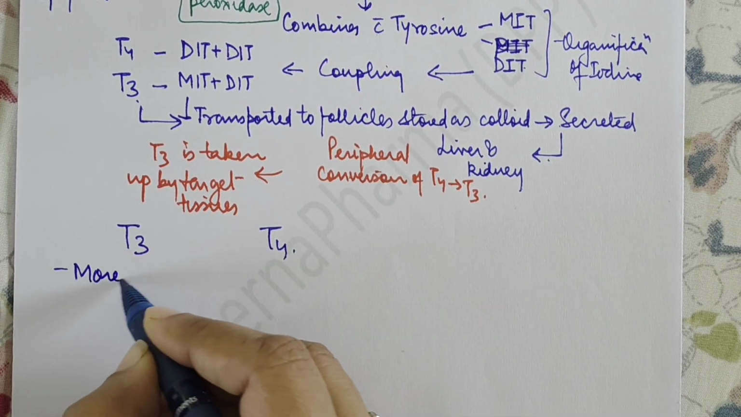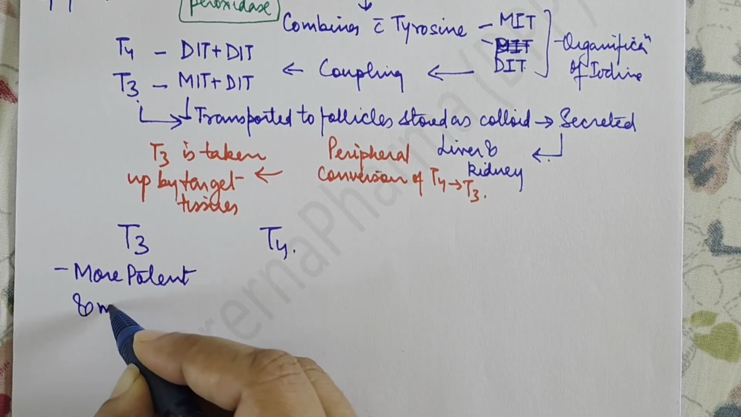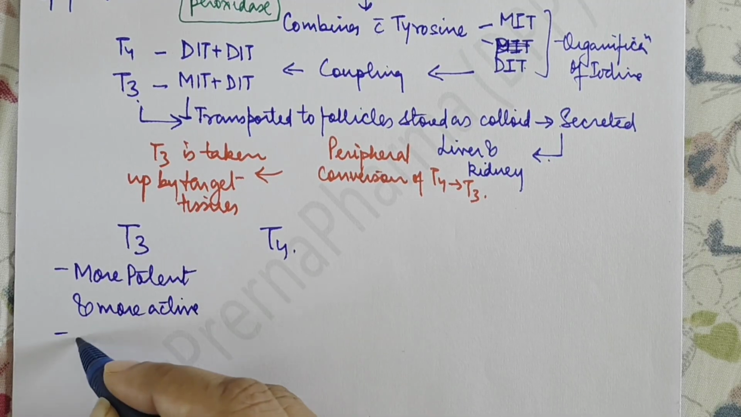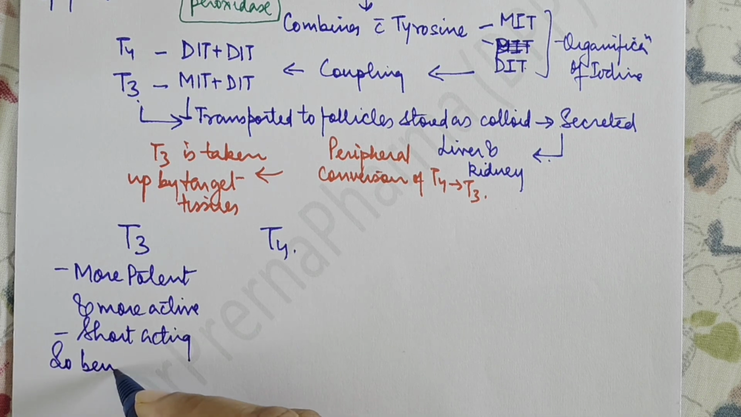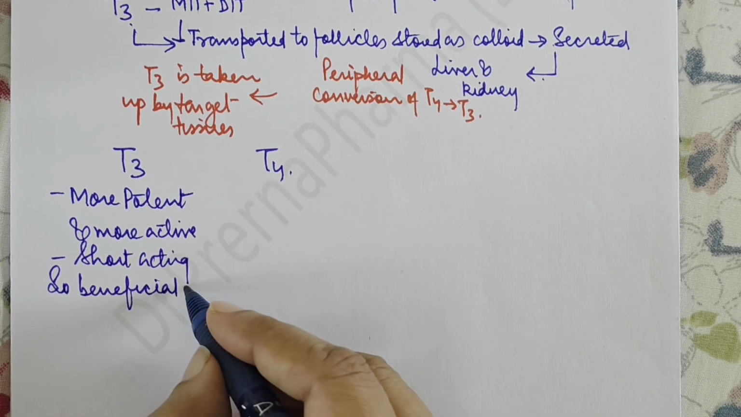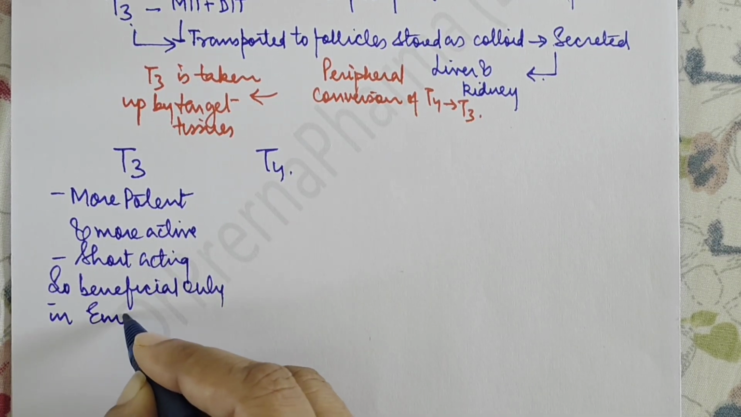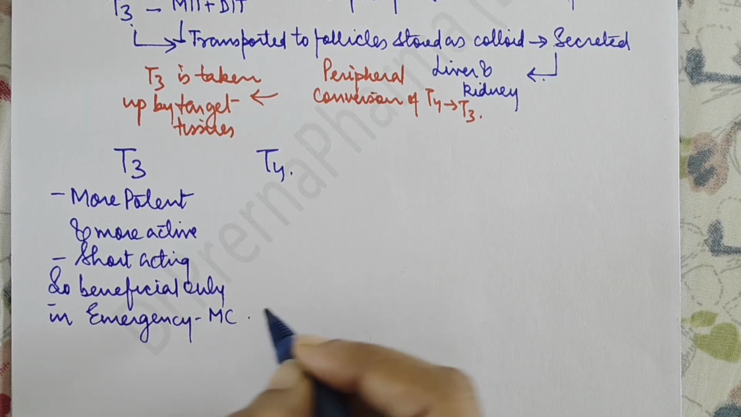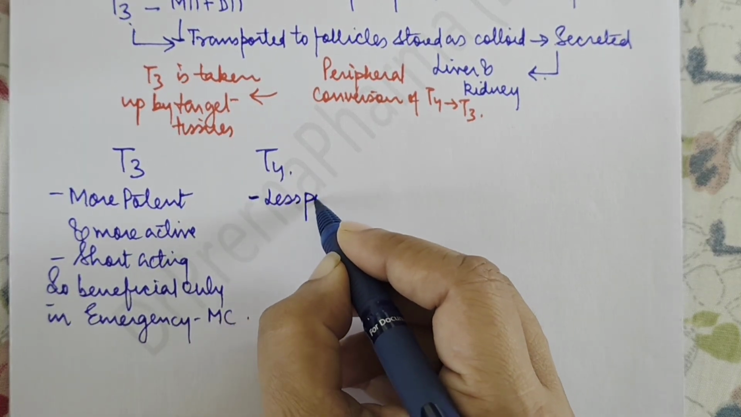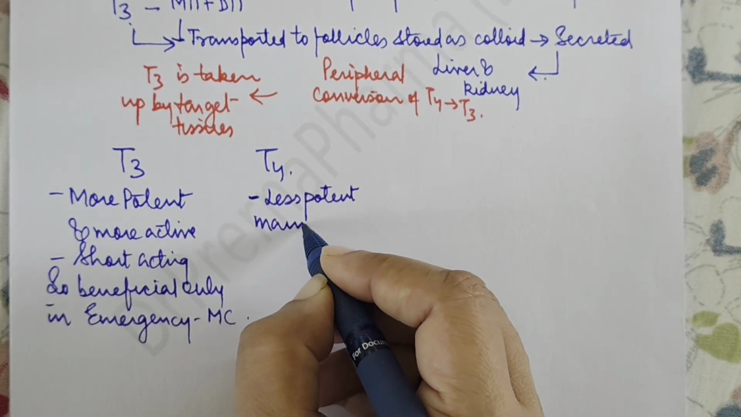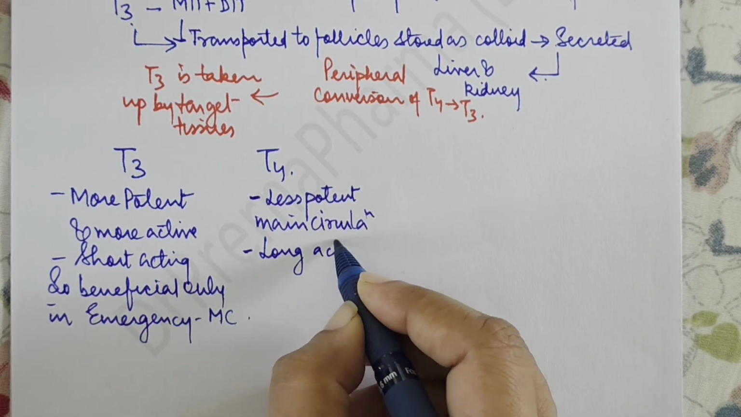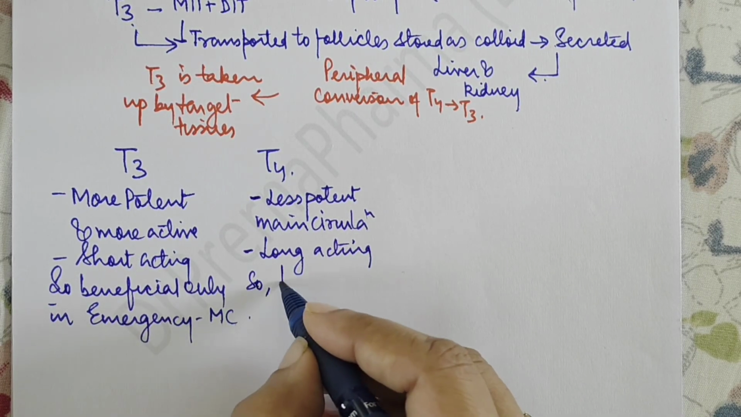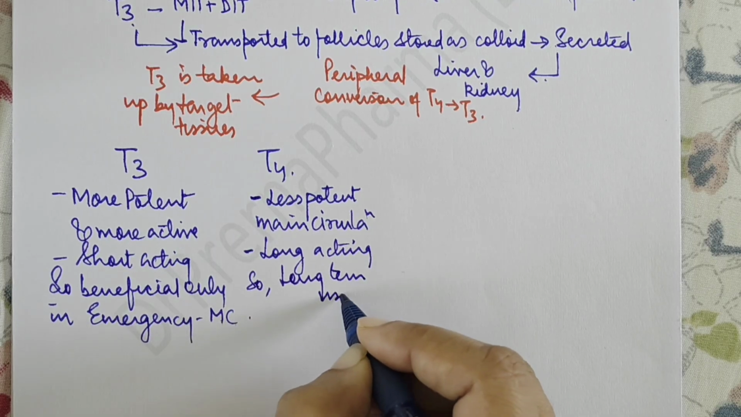Now T3 is more potent and more active, plus it is short acting, so it is beneficial only in emergencies like myxedema coma, while T4 is less potent, but it is the main circulating hormone and it is long acting, so it can be used for long term use, right?